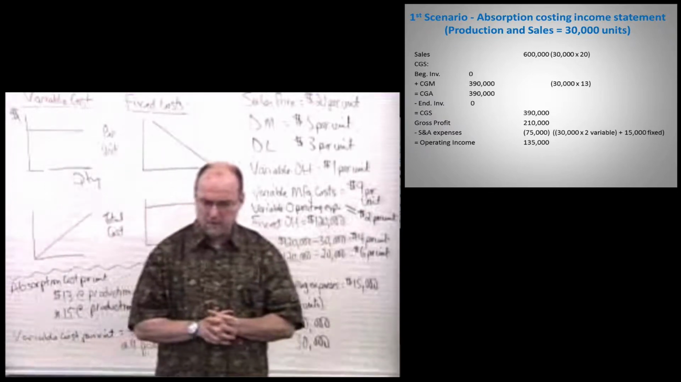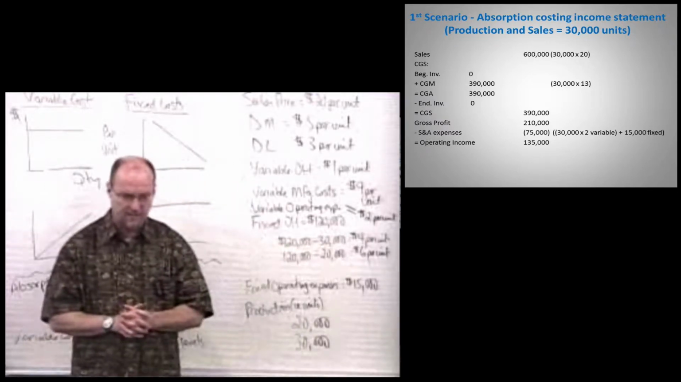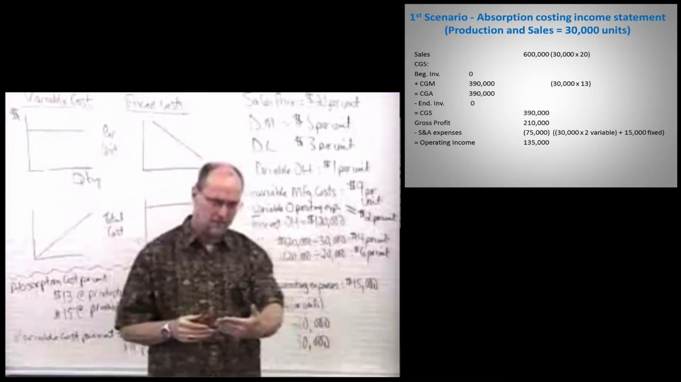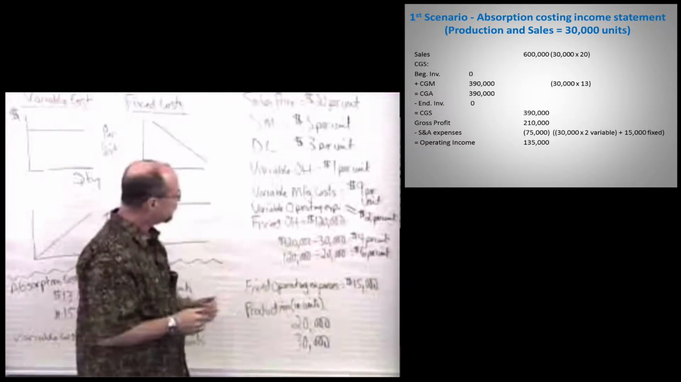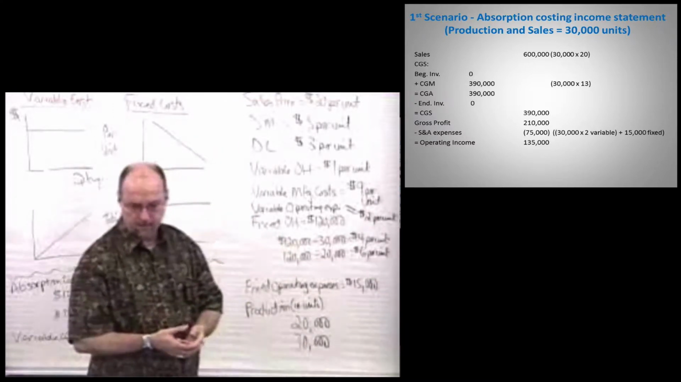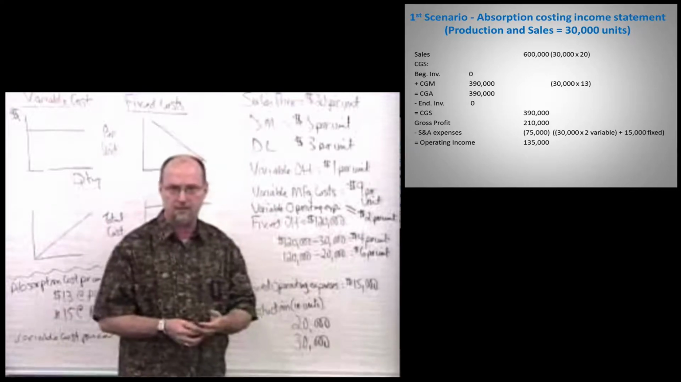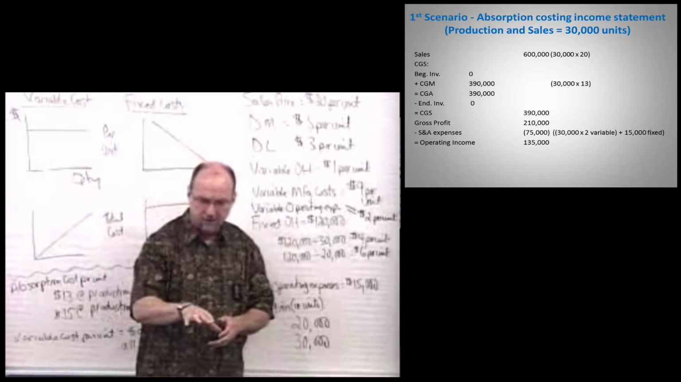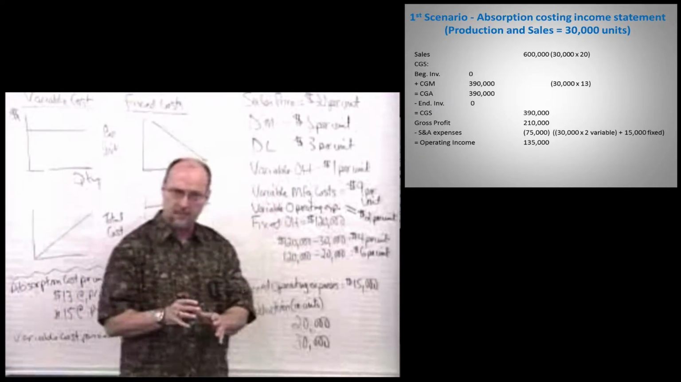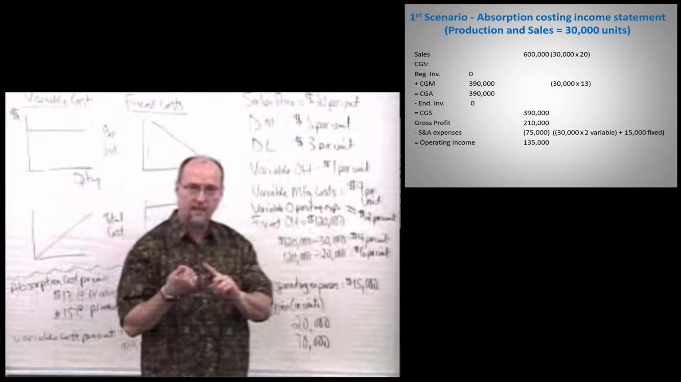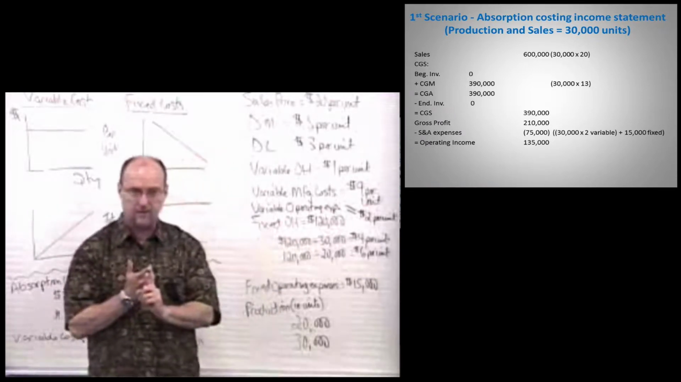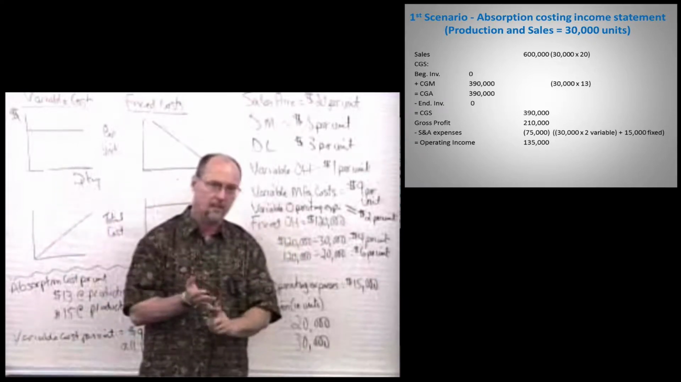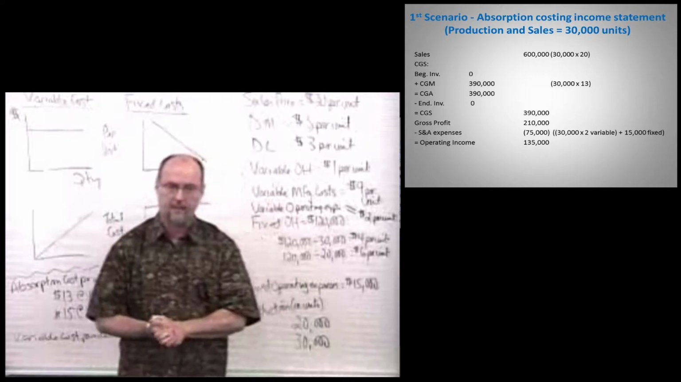Notice it says absorption costing income statement when production and sales are both 30,000 per unit. In the data in the previous slide that is on the board, sales is $20 per unit, that's what we sell each product for, times 30,000 units, revenue 600,000. We're going to assume no beginning inventory. And notice I have my cost of goods sold equation on the income statement. That equation is beginning inventory plus cost of goods manufactured equals cost of goods available for sale minus ending inventory equals cost of goods sold. So we'll assume no beginning inventory.